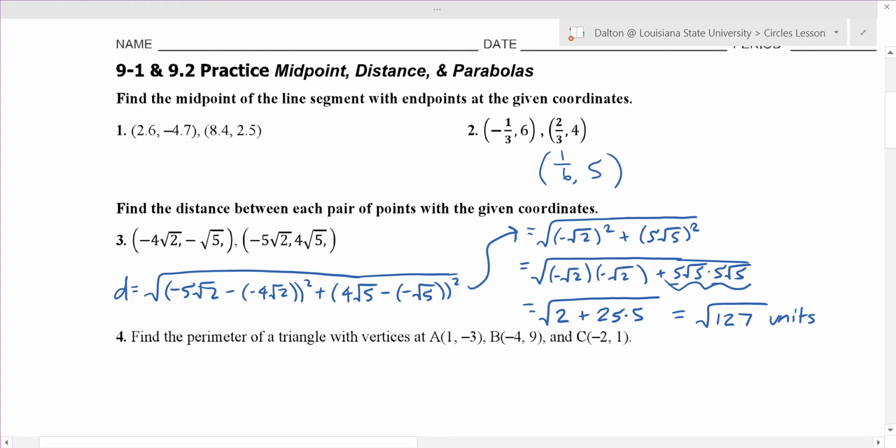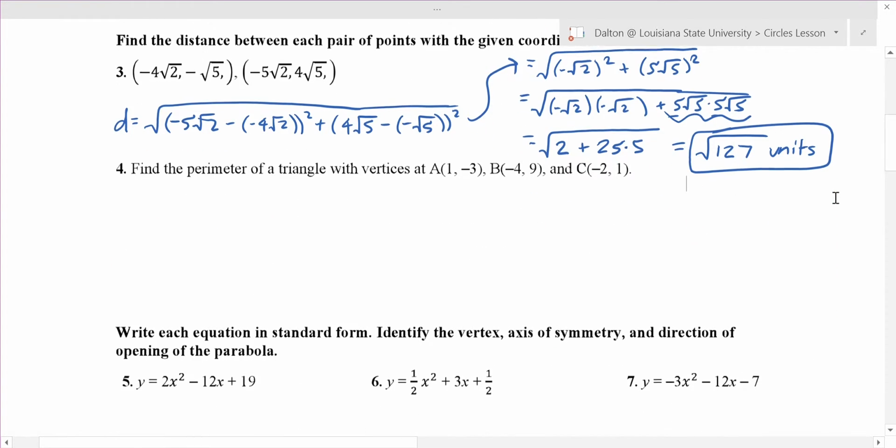Again, think back to geometry and how picky I'm sure your teacher was about units. In finding distance, if they don't give you anything, just go ahead and put units if they don't say inches, centimeters, or whatever.